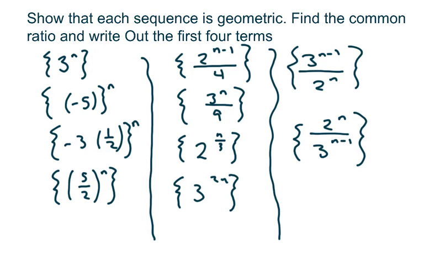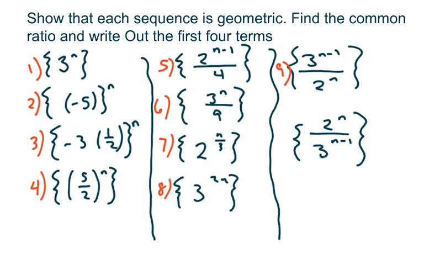Hi everyone, we're going to show that each sequence is geometric, and we're going to find the common ratio and write out the first four terms. Before we get started, I'm going in order for the slides this way. I'm going down like this. So this would be 4, and this would be 5, 6, 7, 8. So there's going to be 10 of these.